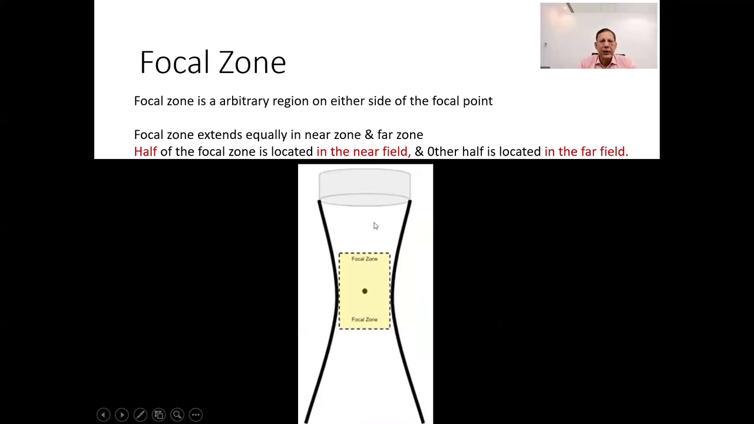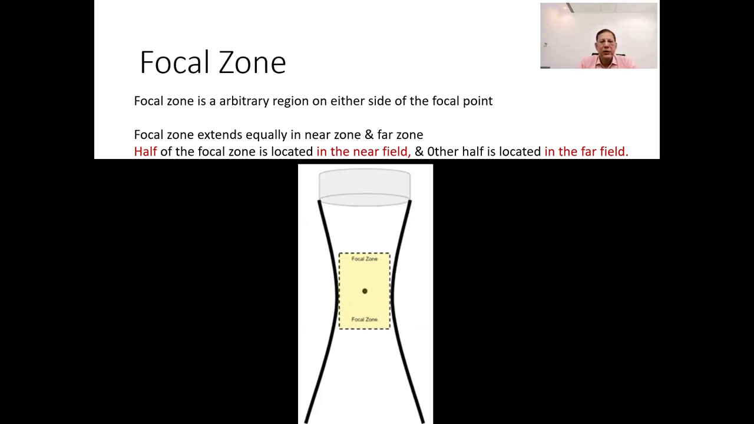Focal zone is an arbitrary or imaginary region on either side of the focal point where the beam is mostly narrow, described as the region of best lateral resolution. Reflections arising from the focal zone create images that are more accurate than those from other depths. This is the most important region in diagnostic imaging.